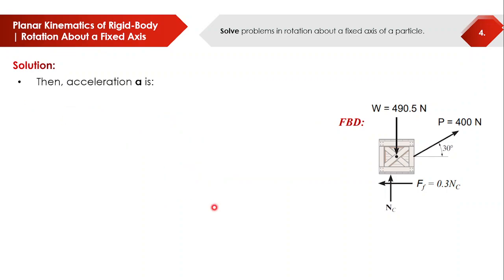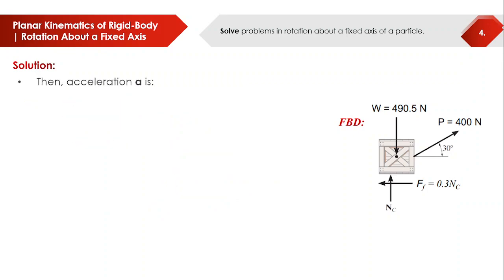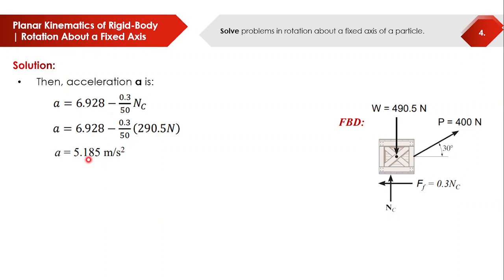Then we can now solve for our acceleration using this solved N sub C. To solve for our acceleration, we discovered that this is how to solve for acceleration using the horizontal forces. So that will be 6.928 minus 0.3 over 50 N sub C. Since we already have the value of N sub C, just substitute it, then execute the operation, then you can have the acceleration equal to 5.185 meters per second squared.